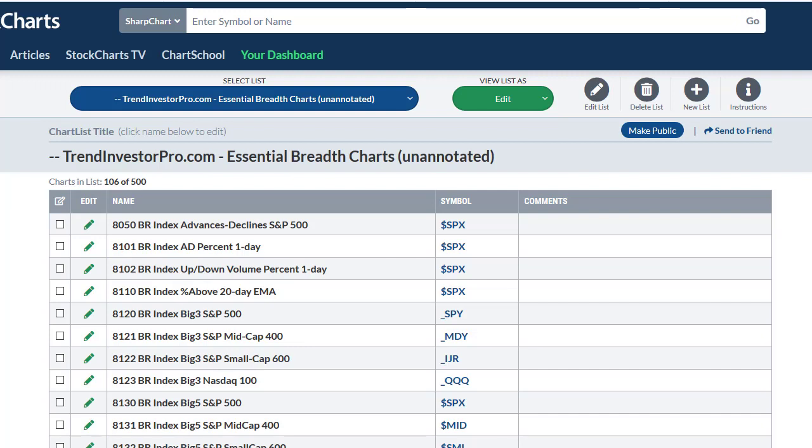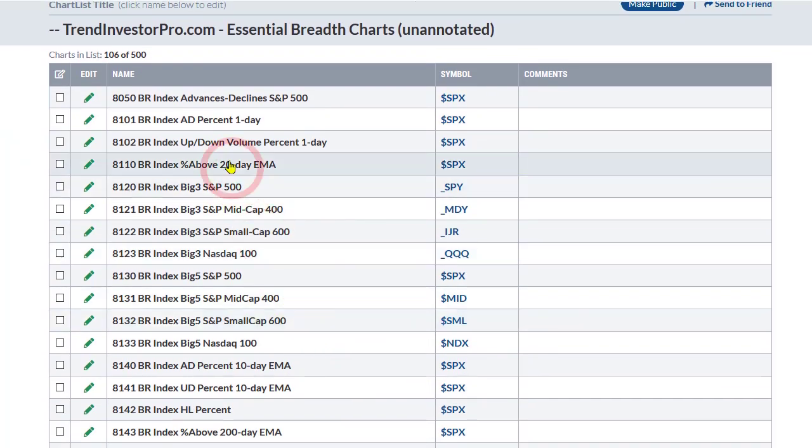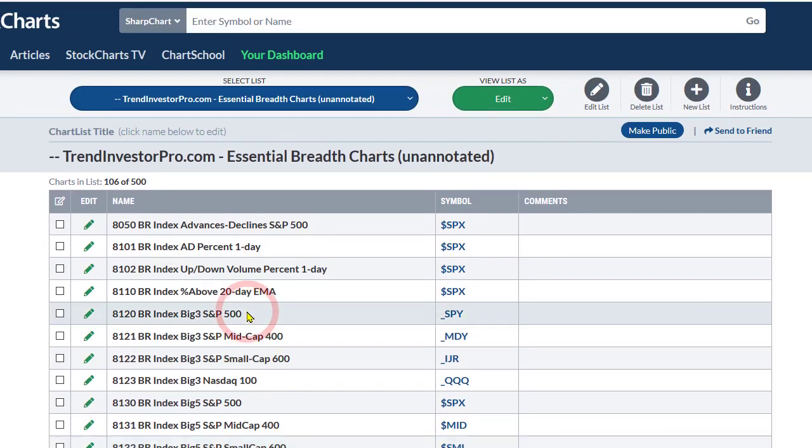And just a heads up, I have got a chart list with 106 charts and a whole bunch of breadth indicators. They are organized and grouped. It's in a top-down format. We've got indexes and sectors, and all these indicators and charts that I'm showing you now are in this list. And I'm going to release this list on trendinvestorpro.com this weekend. So keep an eye out for this weekend's Chart Watchers article for details.